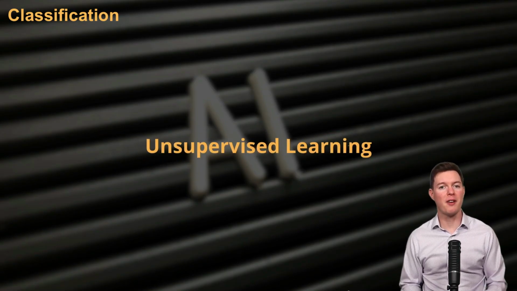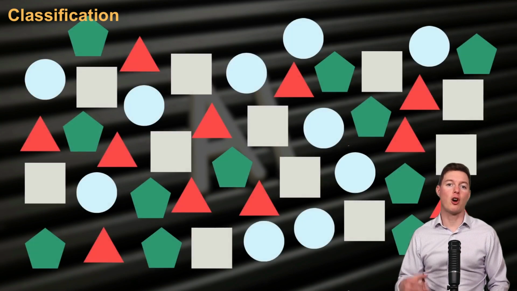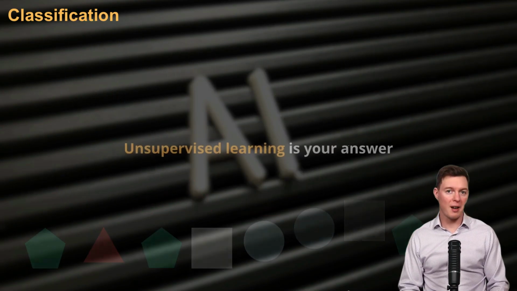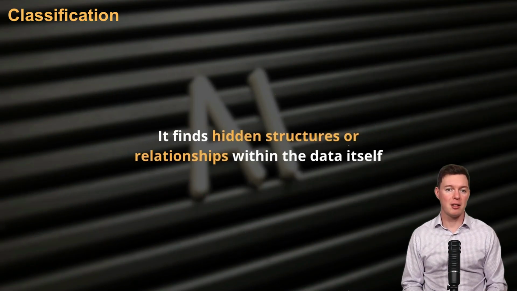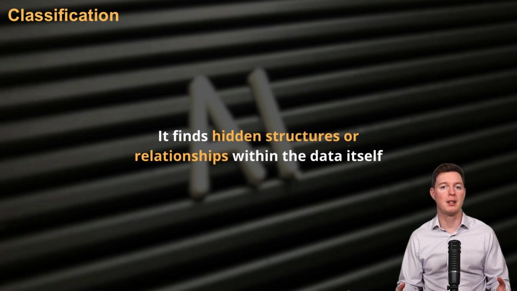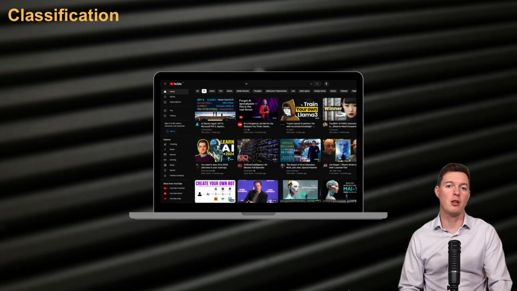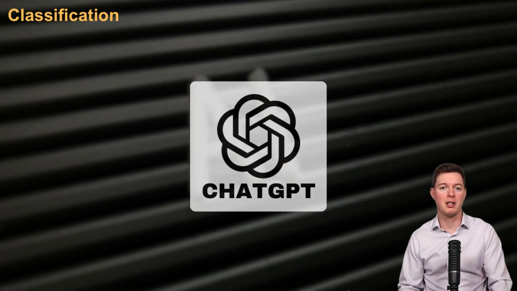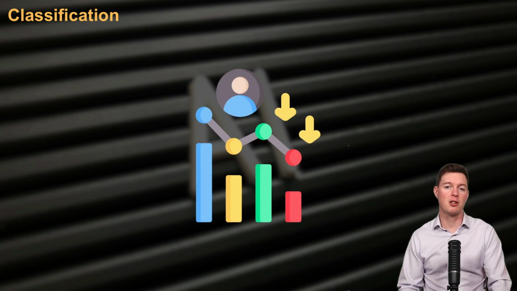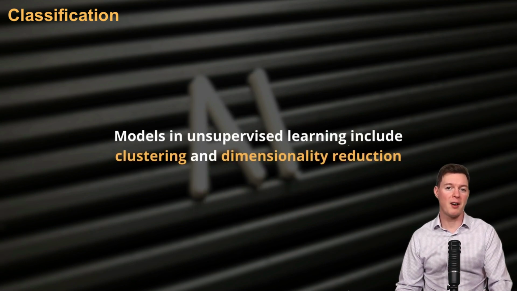Now on to unsupervised learning. So what do you do if you've got loads of data but it isn't labeled or already categorized? Unsupervised learning is your answer. It finds hidden structures or relationships between the data itself. It's great for anomaly detection, which helps with fighting fraud, or for recommending content in things like YouTube, which is based on what you like and what others like you like. It's also used for large language models like ChatGPT, and for customer churn predictions and more. Models in unsupervised learning include clustering and dimensionality reduction.